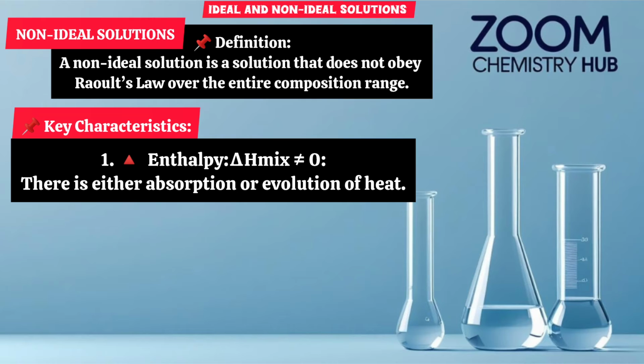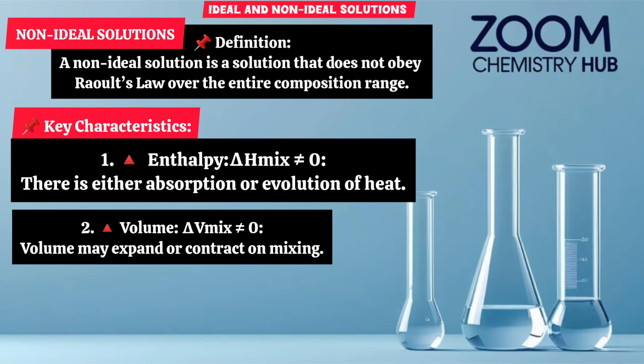So del H is not equal to 0. Next point, change in volume, that is del V is not equal to 0 in the non-ideal solution. So the volume may expand or contract on mixing of the component A and B.